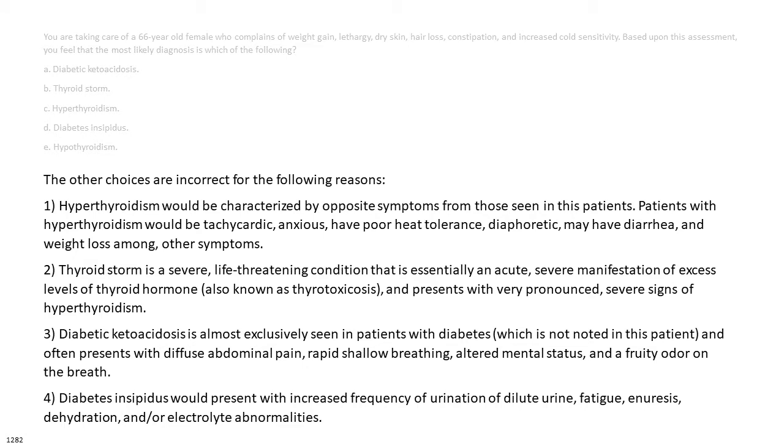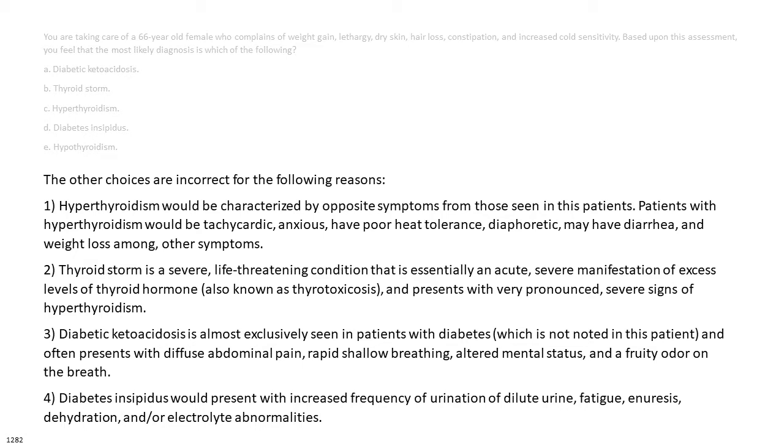1. Hyperthyroidism would be characterized by opposite symptoms from those seen in this patient. Patients with hyperthyroidism would be tachycardic, anxious, have poor heat tolerance, be diaphoretic, and may have diarrhea and weight loss, among other symptoms. 2. Thyroid storm is a severe, life-threatening condition that is essentially an acute, severe manifestation of excess levels of thyroid hormone, also known as thyrotoxicosis, and presents with very pronounced, severe signs of hyperthyroidism.